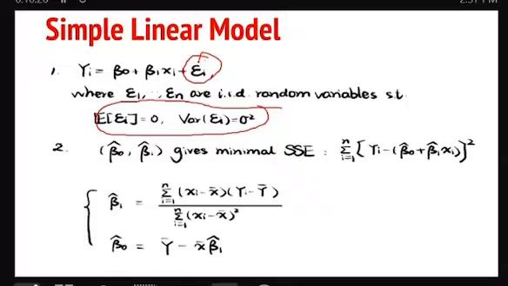What I'm trying to say is that the variance of the error should be sigma squared. That is what we call homoscedasticity. We said the error here is homoscedastic, that's a constant variance.